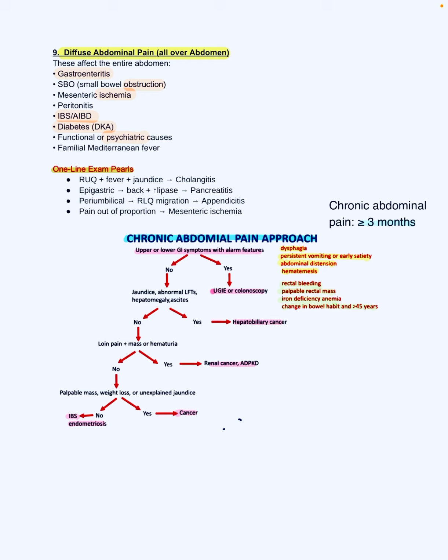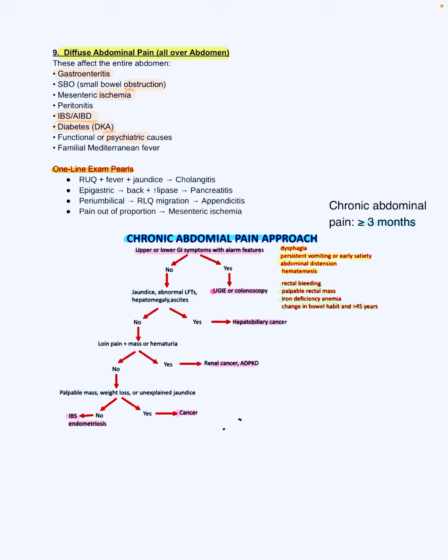If any of the features is present, then we should go for upper GI endoscopy or colonoscopy. If upper GI symptoms are predominant, then endoscopy is done. If lower GI symptoms are predominant, then colonoscopy is done. If no alarm feature, then we will assess whether jaundice, abnormal liver functions, hepatomegaly, and ascites are present or not.